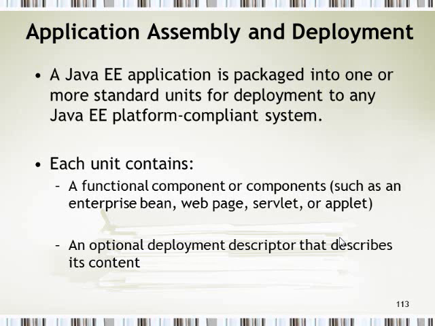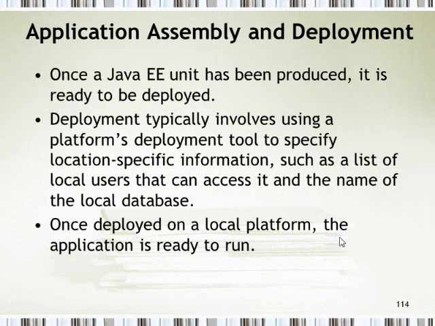So there is one file that describes what is there, and the other one is the actual component that has to be used. So these two things are bundled together, and you can use it in your application. Once a Java EE unit has been produced, if you are able to bundle that thing, then it is ready for deployment. So if you have to distribute your enterprise application, you have to create this bundle that has all the components and a separate description about how to use this component or what the settings of this component are. Put them together, make this bundle.